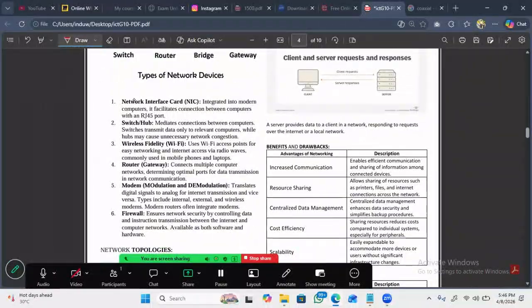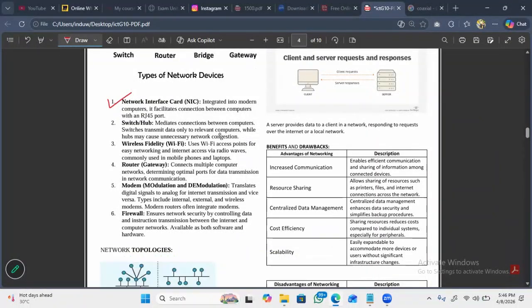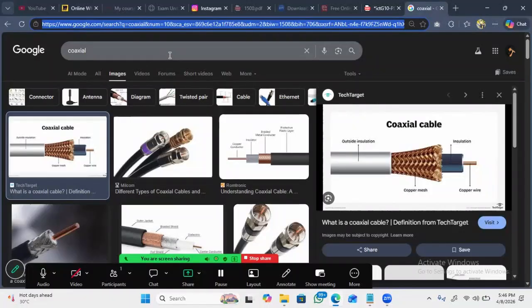Let's come to network interface card. What is a network interface card? Very simple. You need to plug the RJ45 cable into the port, and the card plugs into the motherboard. You need to plug the RJ45 cable to connect two computers. You are plugging the RJ45 cable to the NIC card. The NIC card is the card that plugs into the motherboard. I can show you how it works.